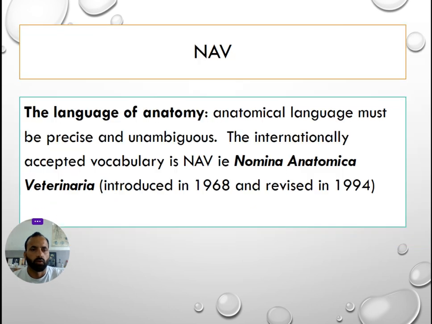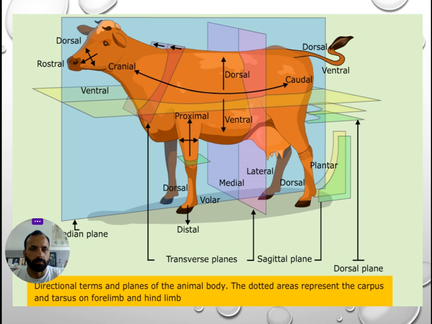Whatever we'll be talking about in anatomy is not my own. There are some rules in the regulation which we have to follow accordingly. Whatever terminologies I have described, or whatever you are going to study in anatomy, there are basically some rules, and the rules are given by Nomina Anatomica Veterinaria, which was first introduced in 1968 and then revised in 1994. So the anatomical language, the different terminologies, and the different descriptions of the bones, muscles, or any type of organ will be according to this Nomina Anatomica Veterinaria.